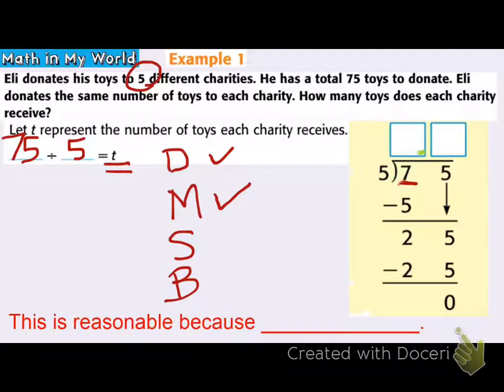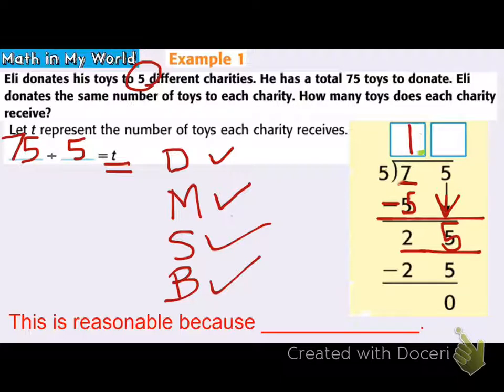So divide and then multiply. 5 times 1 is 5. I can subtract the 5. Well, I know 7 minus 5 is 2. Okay, and then finally bring down that 5, so I now actually have 25.